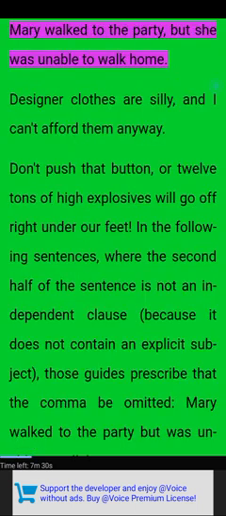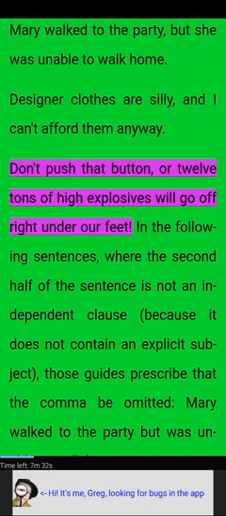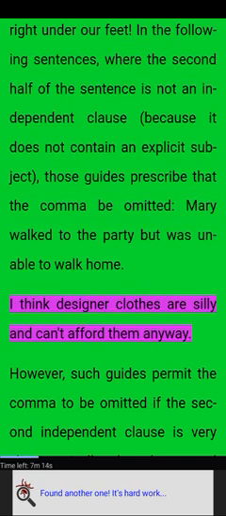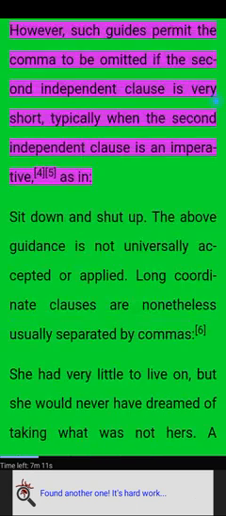Mary walked to the party, but she was unable to walk home. Designer clothes are silly, and I can't afford them anyway. Don't push that button, or 12 tons of high explosives will go off right under our feet. In the following sentences, where the second half of a sentence is not an independent clause because it does not contain an explicit subject, those guides prescribe that the comma be omitted. Mary walked to the party but was unable to walk home. I think designer clothes are silly and can't afford them anyway.